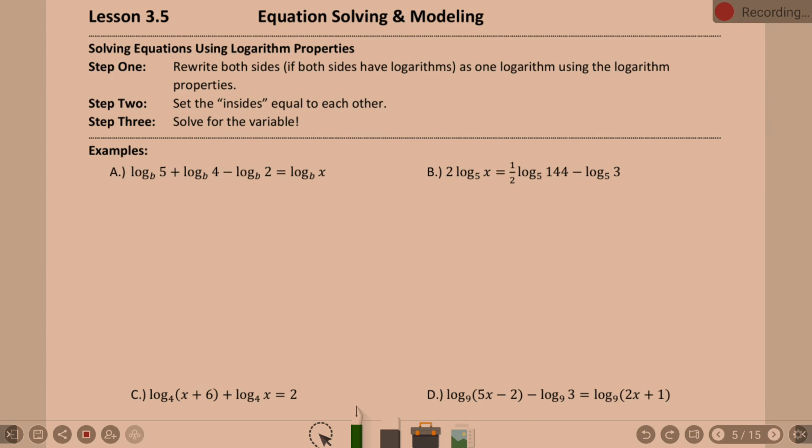Okay, we might also have to think about our change of base formula. We might have to think about left, right, middle, depending if there's only a log on each side. So it's really just taking all of our log knowledge and making it work. Okay? So, as we look at A: log base b of 5 plus log base b of 4 minus log base b of 2 equals log base b of x.